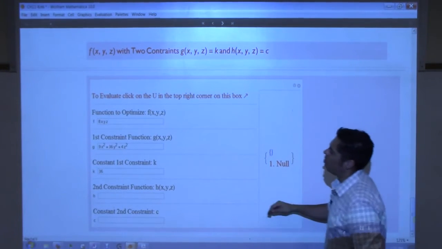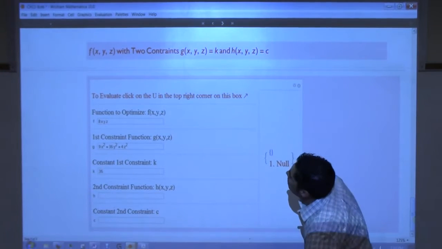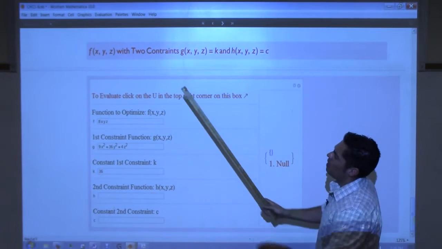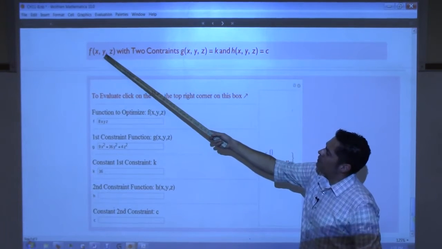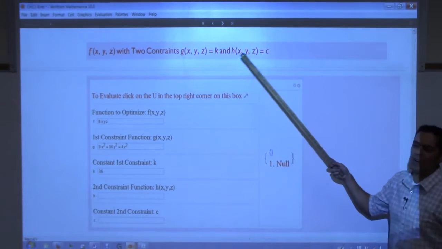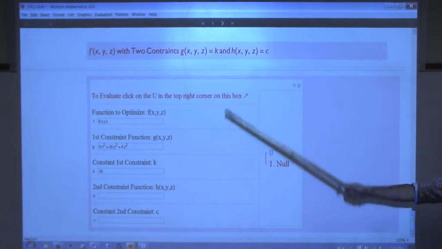I mean, you can tell it was a little off. What we're going to do next time is we're going to realize that there's a way we can use Lagrange multipliers when we have a function of 3 variables with 2 constraints instead of just 1.